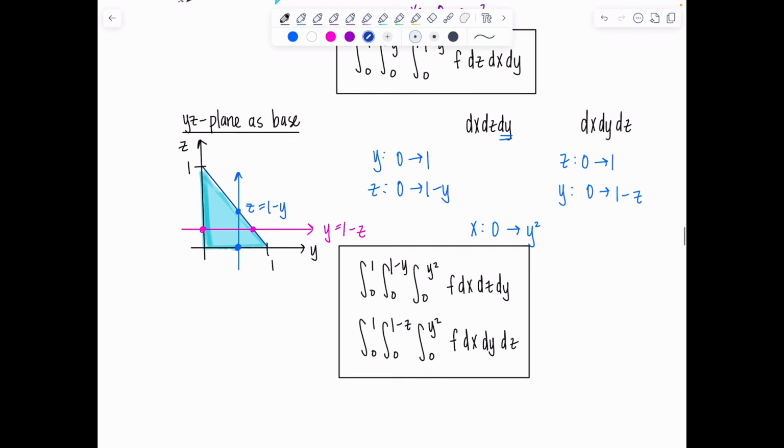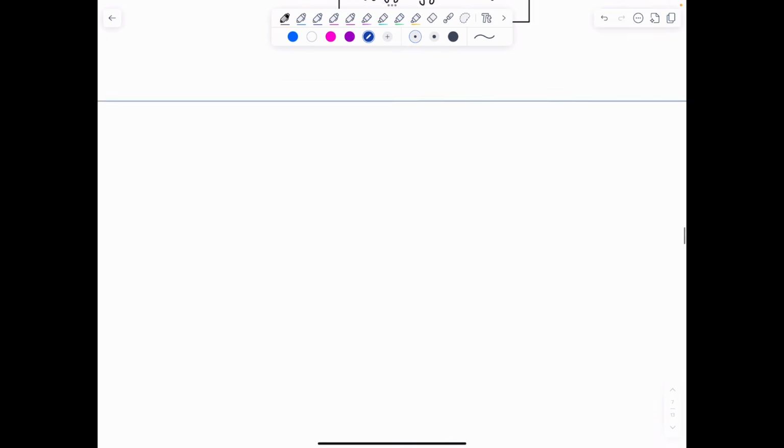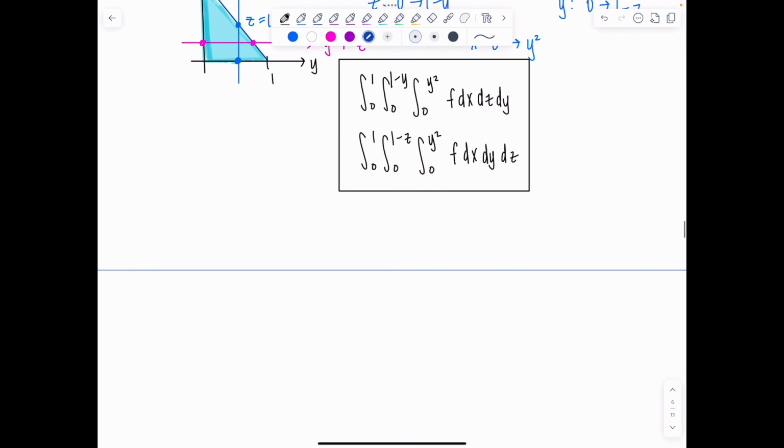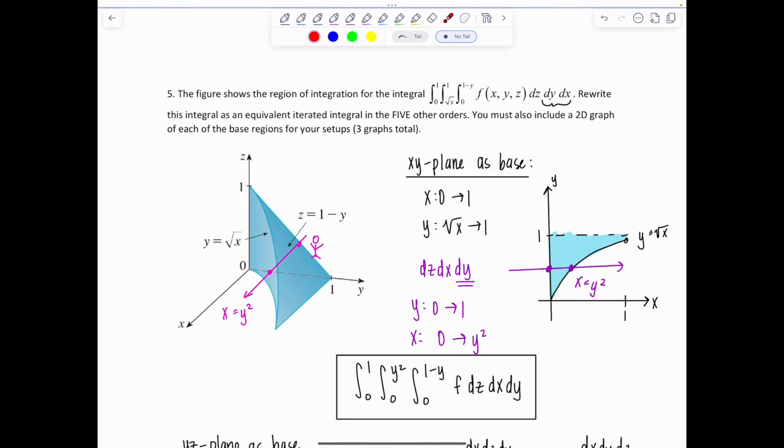Okay, well, last 2 integrals, right? This time we're going to be using the xz plane as the base. So what would that even look like? That's maybe a little harder to imagine. So the xz plane, you have to imagine you're standing here and you're looking at the solid projected over the xz plane. What you're going to see is the intersection of y equals rad x and z equals 1 minus y projected over here.